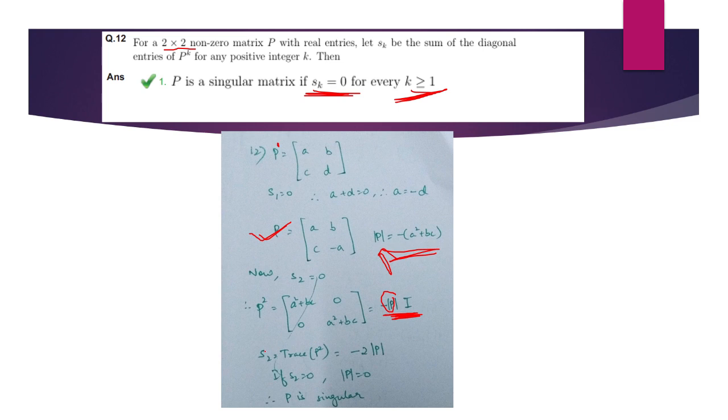Now, I have written that S2 is the trace of P square. So the trace of this is nothing but minus 2 into det of P. If S2 is 0, now it's said that S2 has to be 0. Therefore, this term has to be 0. If delta P is equal to 0, determinant of P is equal to 0, therefore P is a singular matrix.